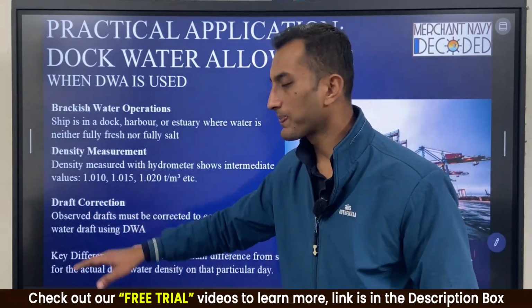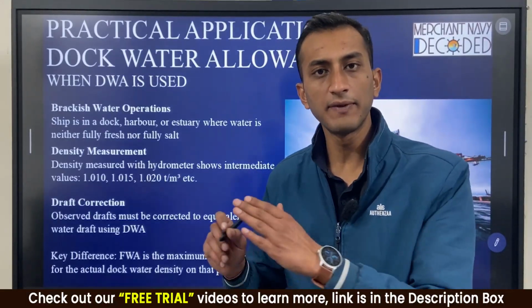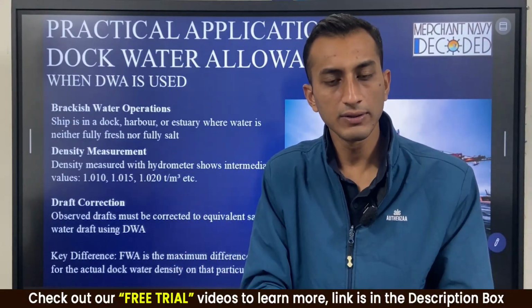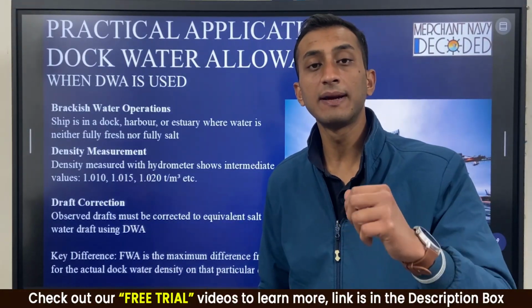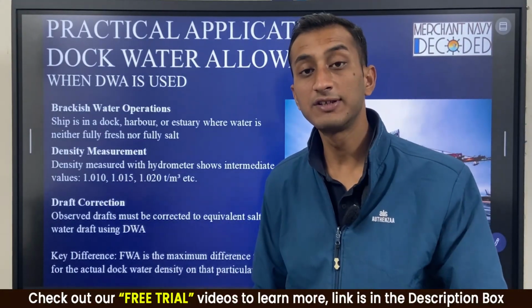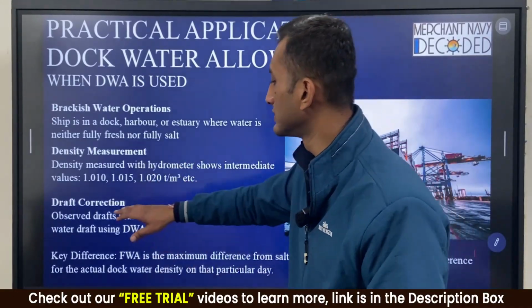Okay. You know your freshwater allowance from your stability booklet. With the help of that, you will find the dock water lines. Okay, now you have found the dock water lines. Now, with the help of the dock water lines, you can determine the draft of the ship when she goes from the particular port to the sea. Okay, so this is that.